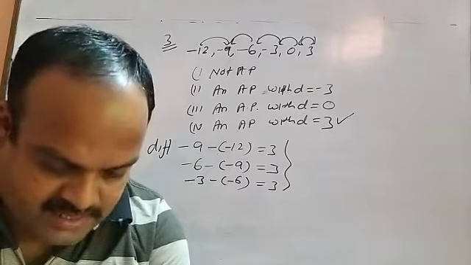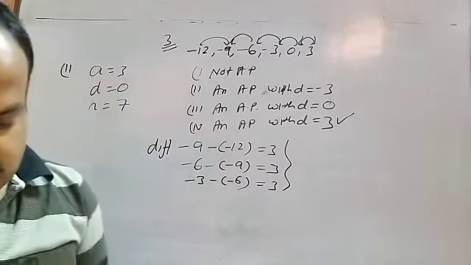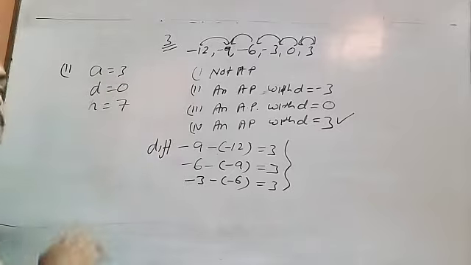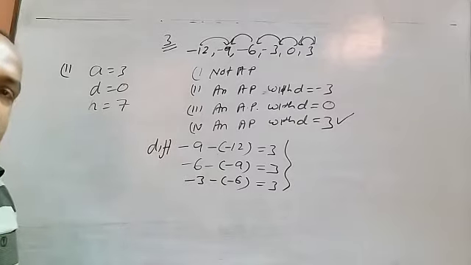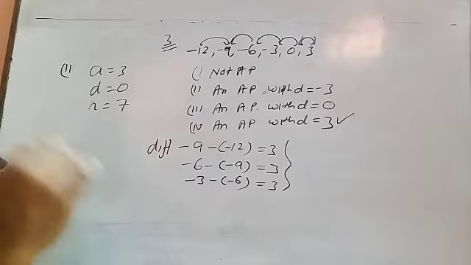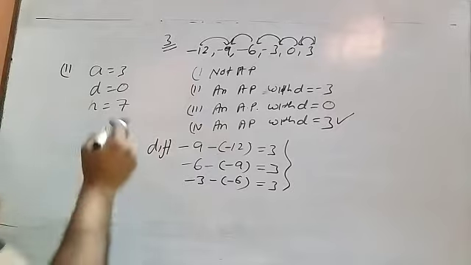then an will be... since d is 0, it means nothing to add. So that series will remain constant. There will be terms, but every term will be equal to 3.